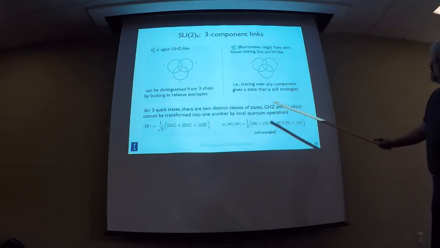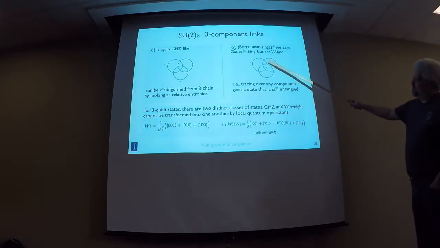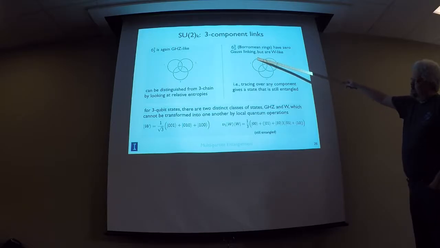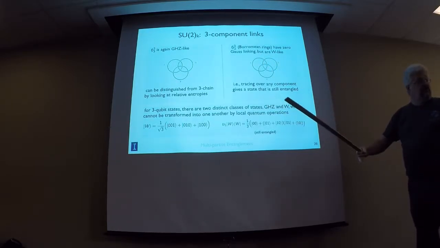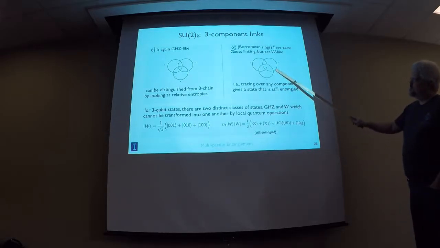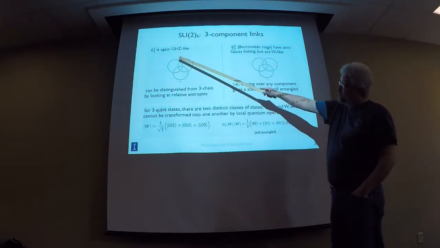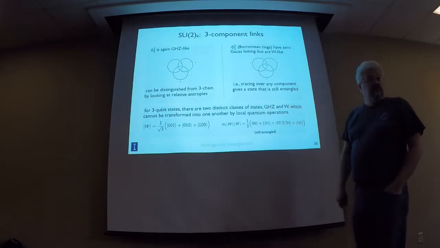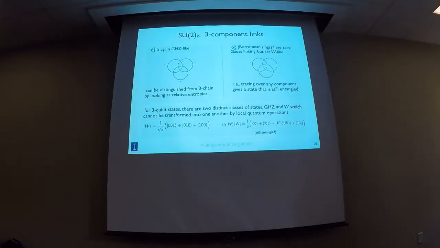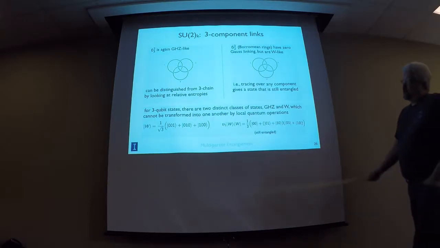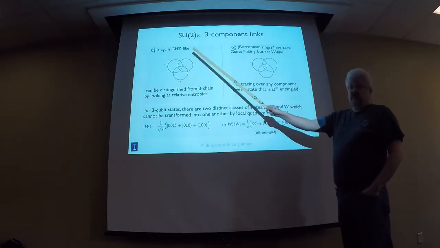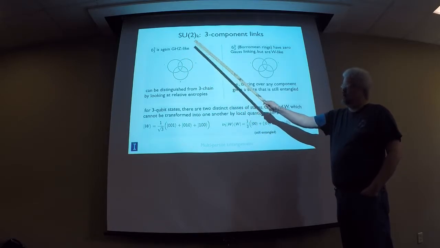If you stare at this, you can see that if I was to erase, say, this loop, then the two loops are unlinked. Whereas in this case, if I was to erase this guy, you get the Hopf link. So that's the difference. These are distinct guys.